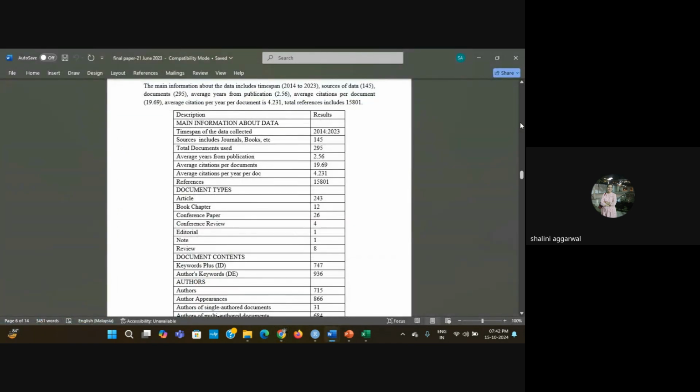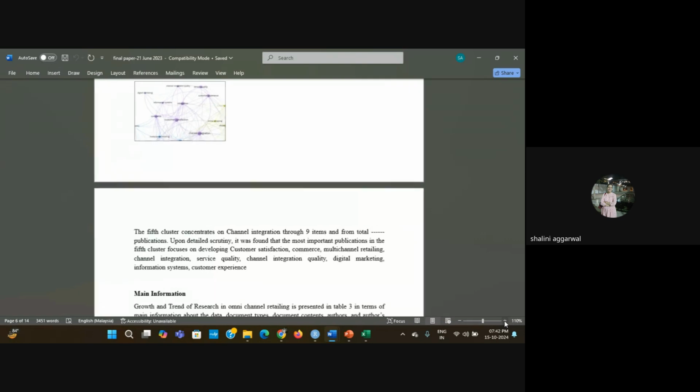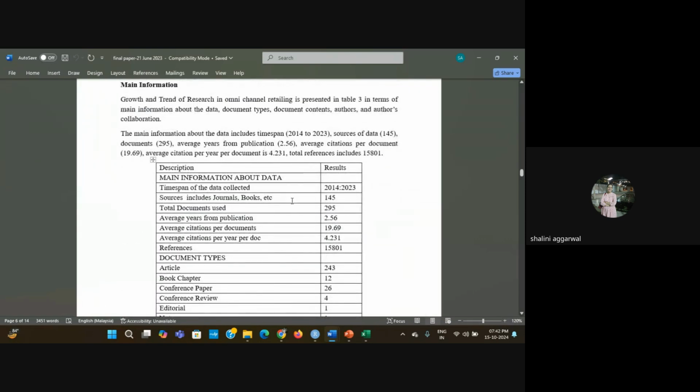And how do you write about this table? Look at this. What I have done is, I have put this table here, and I have put all the information regarding this table in paragraph form as well. Can you see this? Like, the main information about the data includes the time span 2014 to 2023, sources of data is 145, documents, like this. So everything you have to talk about the table in paragraph form as well. So this is your first most important table that everybody should be doing.